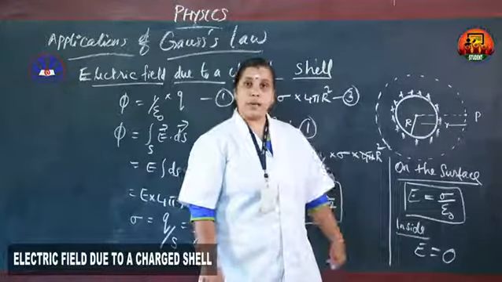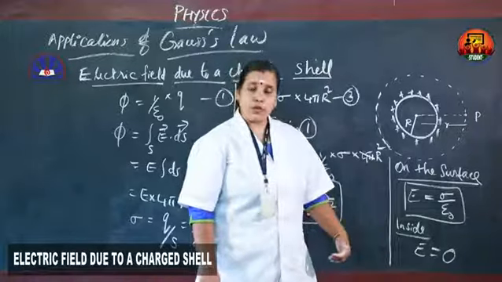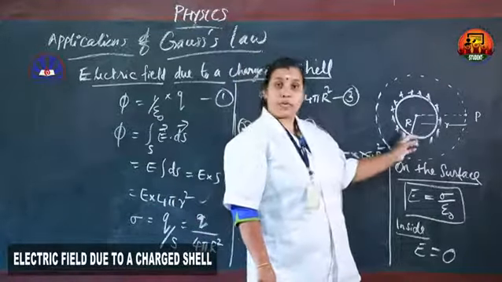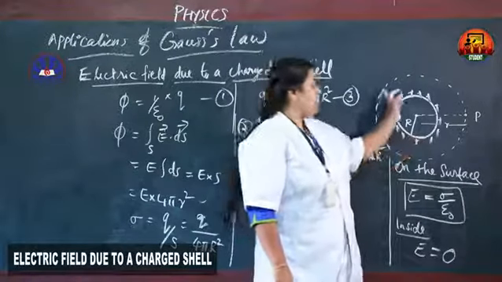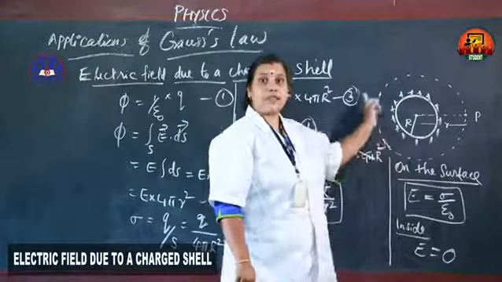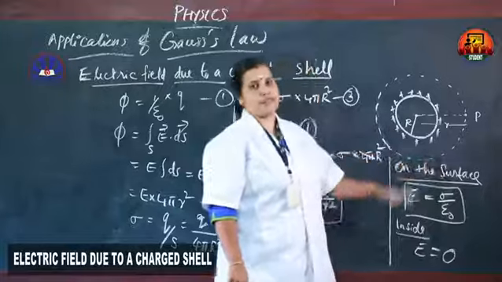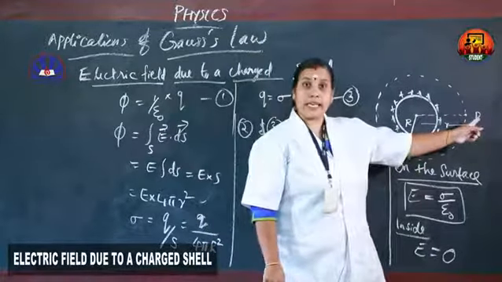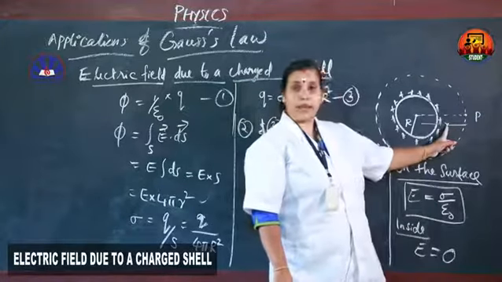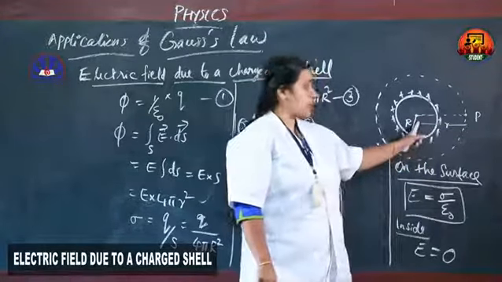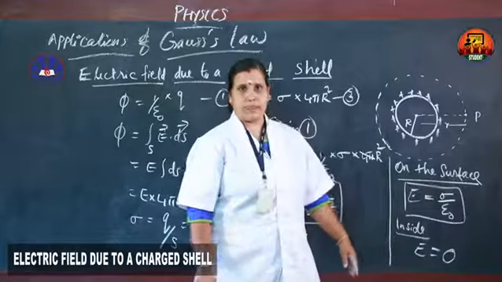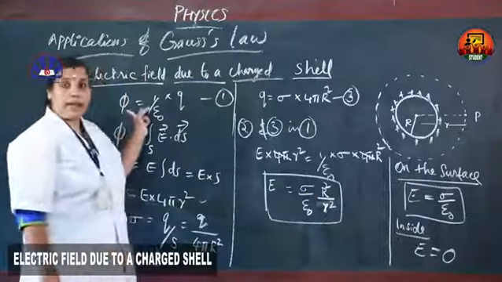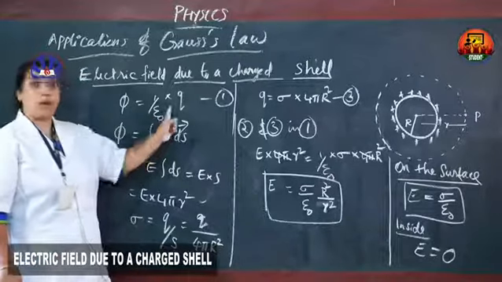Now we have to find the electric field at a point outside the shell first. In order to apply Gauss's law, here also we need to imagine a closed surface. Since our shell is spherical in shape, we can imagine a closed spherical surface as the Gaussian surface. Clear? Now the radius of our spherical Gaussian surface is small r and the radius of our shell is capital R.